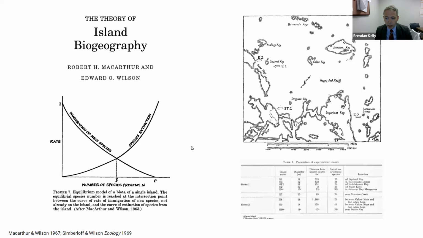And this, again, was published to acclaim in the mid-60s, but Ed Wilson was not really a mathematician and wanted to really decide if this mathematical theory had any real world validity. He wanted to do an experiment. And so he did a crazy experiment. He went down to the Florida Keys one summer in the late 60s. And if you can see on the right here, these tiny little specks with arrows next to them, he found these tiny mangrove islands off the Keys. And he measured the diameter of these islands, how far they were from the nearest shore, and how many arthropods or insects he could find on the islands.